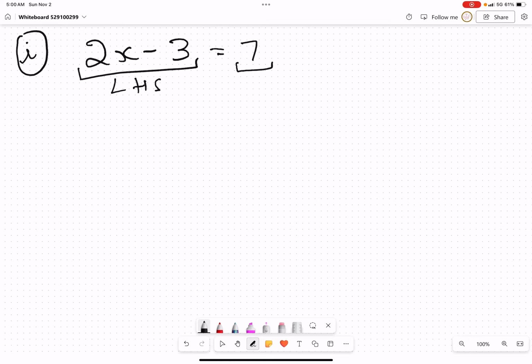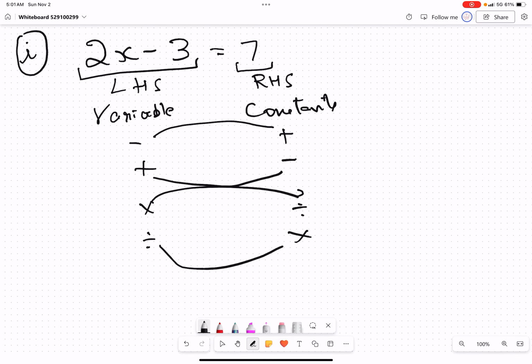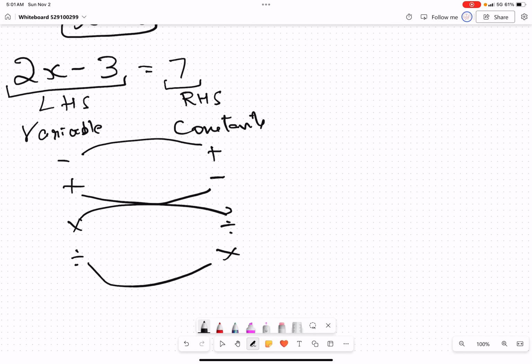Left hand side, right hand side. On the left hand side, make sure you always keep variable. On the right hand side, whatever constants are there, push them to the right hand side. Okay. Minus becomes plus, plus becomes minus when they jump. And multiplication becomes division, division becomes multiplication when they jump. Now look at this.